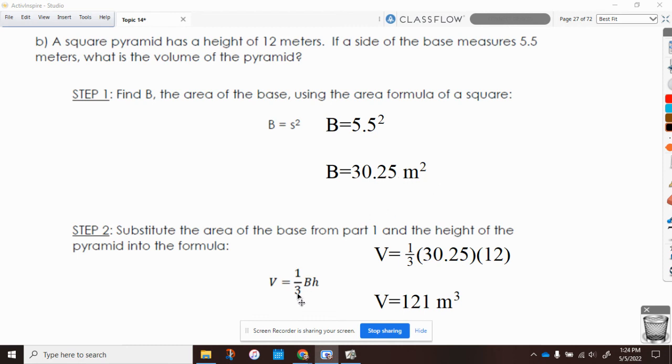We plug that into our 1/3 of capital B times h. Remember also that your h, that height, is 12 meters. It's given to you right there in the words. So 1/3 times capital B times h gives us a total volume of 121 cubic meters.